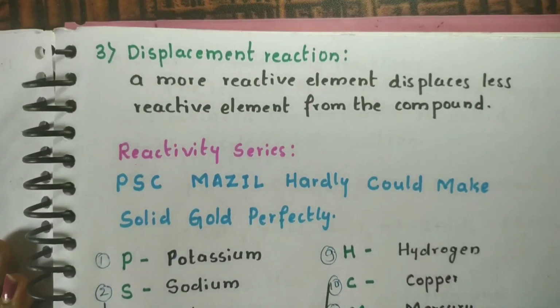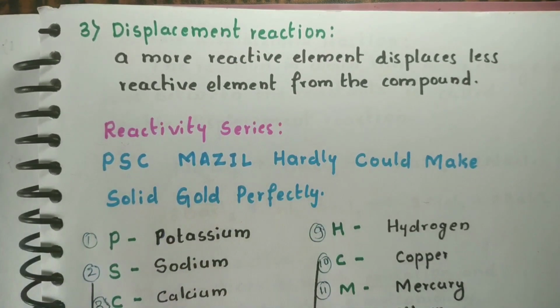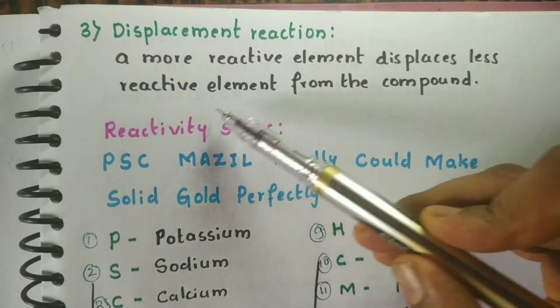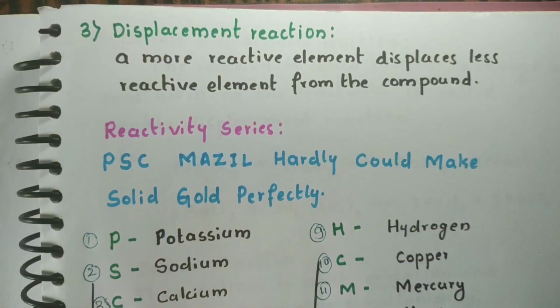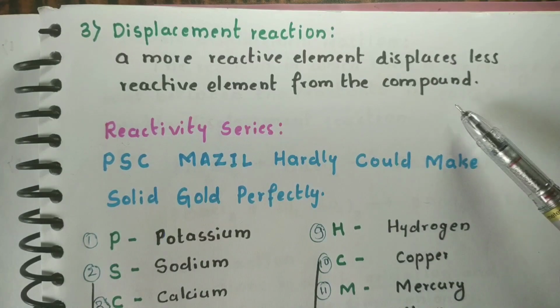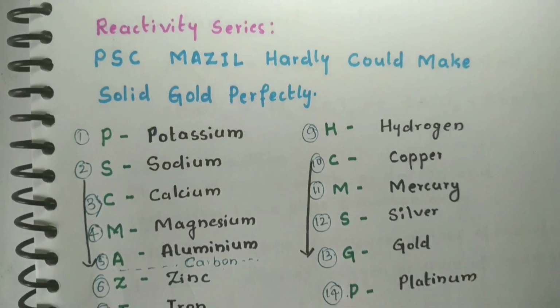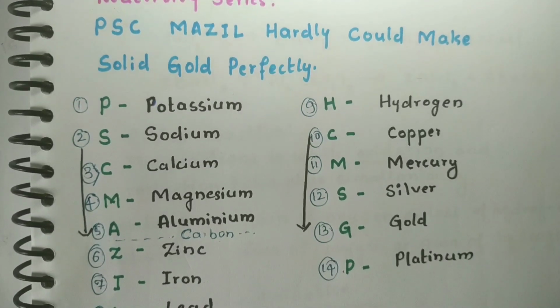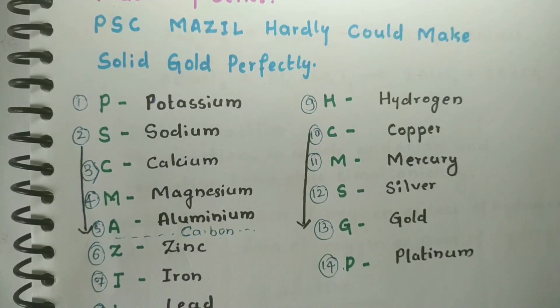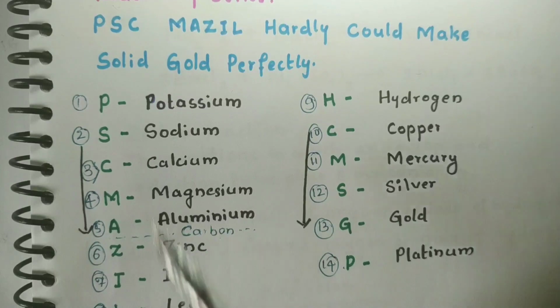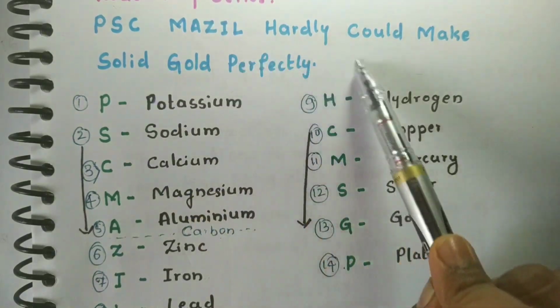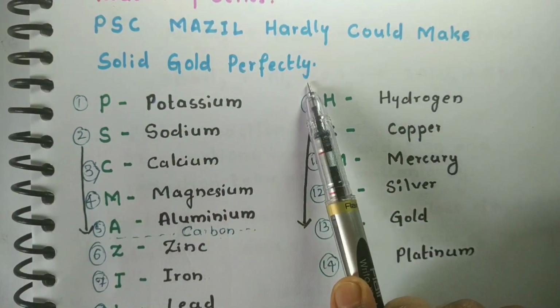Next one is displacement reaction. In displacement reaction, more reactive element displaces the less reactive element from the compound. So to know which is more reactive and which is less reactive, we have to study little about reactivity series. I have given a mnemonic to remember the reactivity series, that is PSC Mazel hardly could make solid gold perfectly.